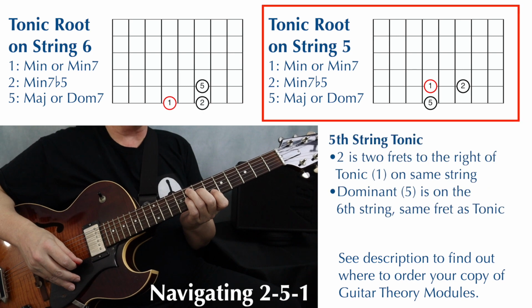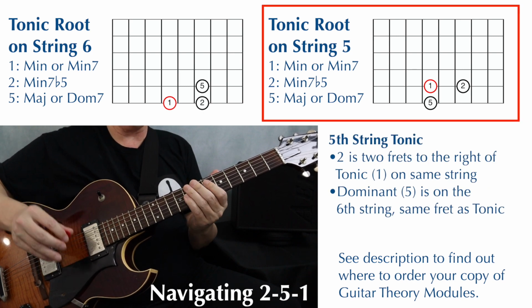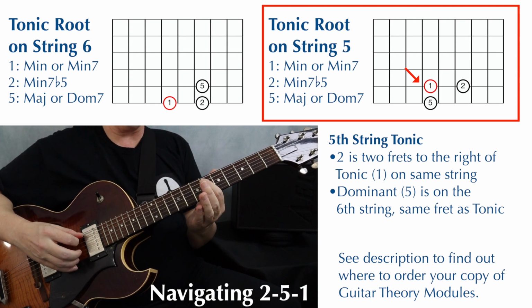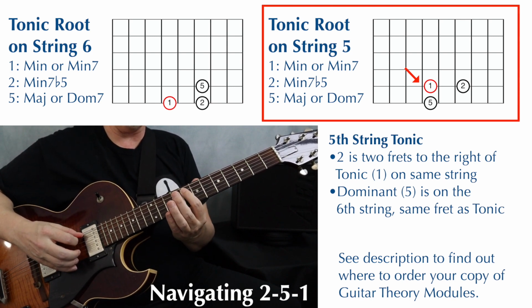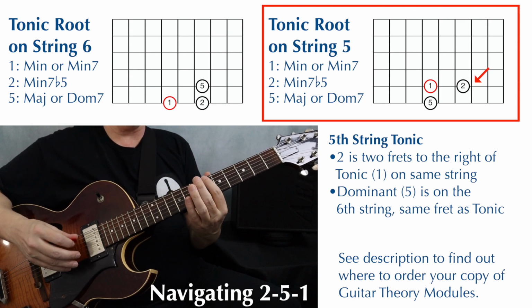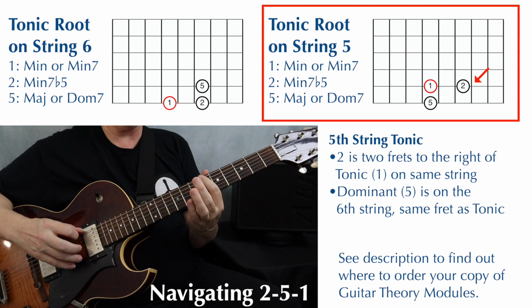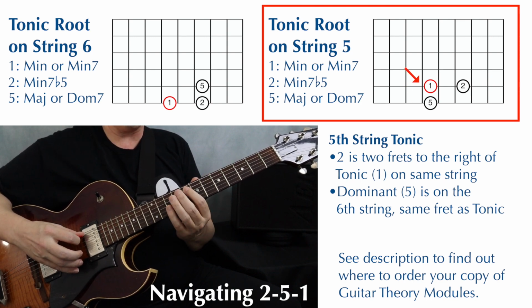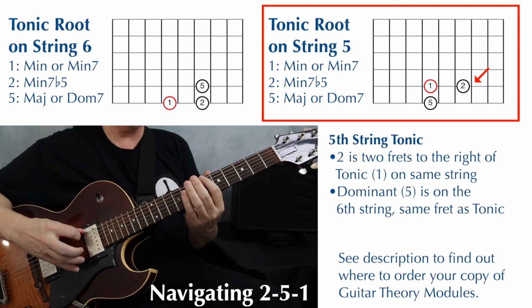If the root of your 1 chord or your tonic is on the 5th string, then your 2 chord root is going to be 2 frets to the right of that on the same string. And the root of your 5 chord or your dominant is going to be the same fret as your 1 chord, but on the 6th string. So there's your 1, 2, and 5.